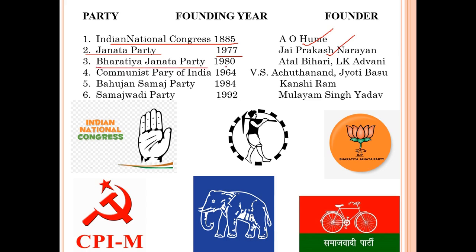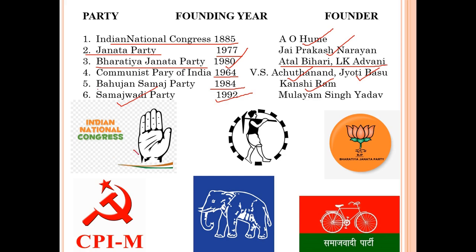Bharatiya Janata Party later on in 1980, when Janata Party split, then became an important party. Two important founder members were Atal Bihari Vajpayee and Lal Krishna Advani. Communist Party of India (Marxist) was formed in 1964. Main founders were V.S. Achyutanandan and Jyoti Basu. Then Bahujan Samaj Party, 1984 it was formed by Kanshi Ram. Samajwadi Party, 1994 it was formed by Mulayam Singh Yadav.